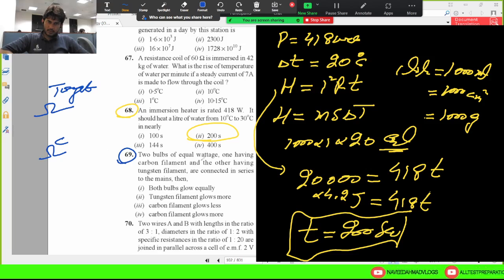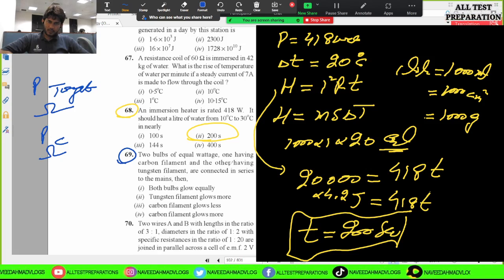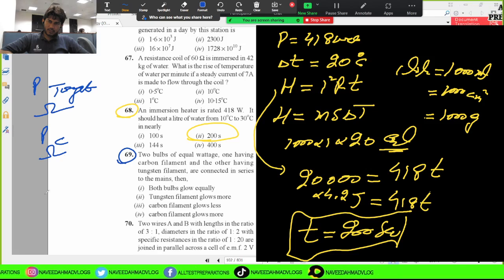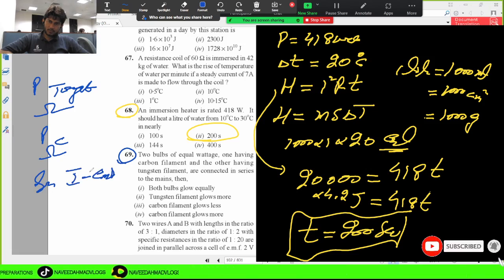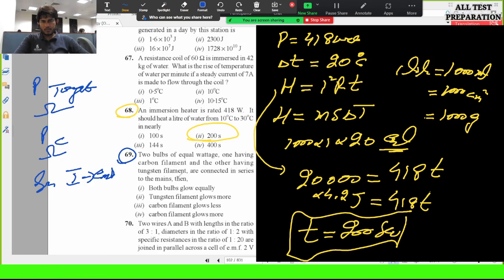Okay, so in this case power will remain constant, the wattage is equal to each other. Both are connected in series, so in series the current will remain constant. In both bulbs, constant current will flow. Then, do both bulbs glow equally, or does the tungsten filament glow more? In this case, as you know, P is equal to I square R. So in this case, we will use power.